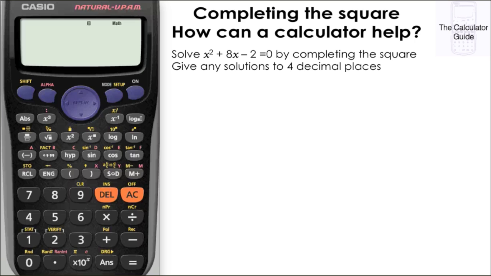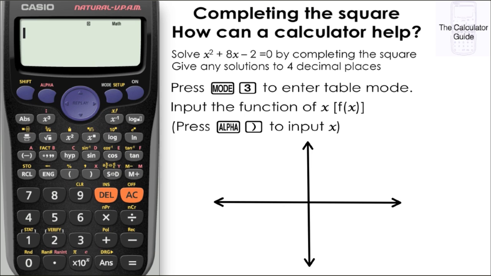We're going to solve x squared plus 8x minus 2 equals 0 by completing the square, giving any solutions to 4 decimal places. We're going to use table mode to provide us with more information. Press mode and 3 and then input your function of x. I will then have to input a start value.